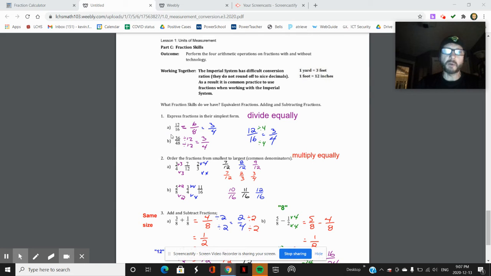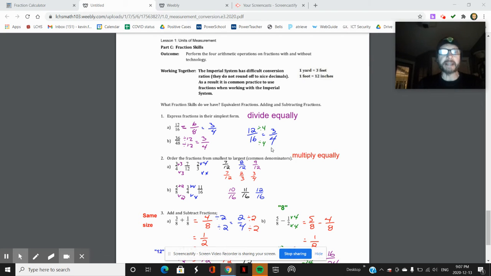For us, one of the most important skills to look at is how do you put things into simplest form? The key thing here is divide equally. So you divide 12 and 16 by 2 and then divide by 2 again. Or we take 12 and 16 and divide them both by 4.